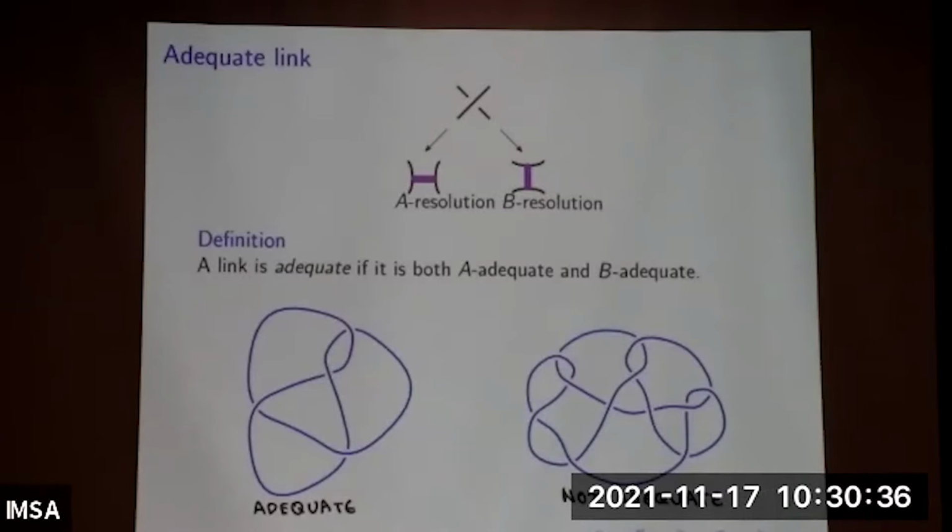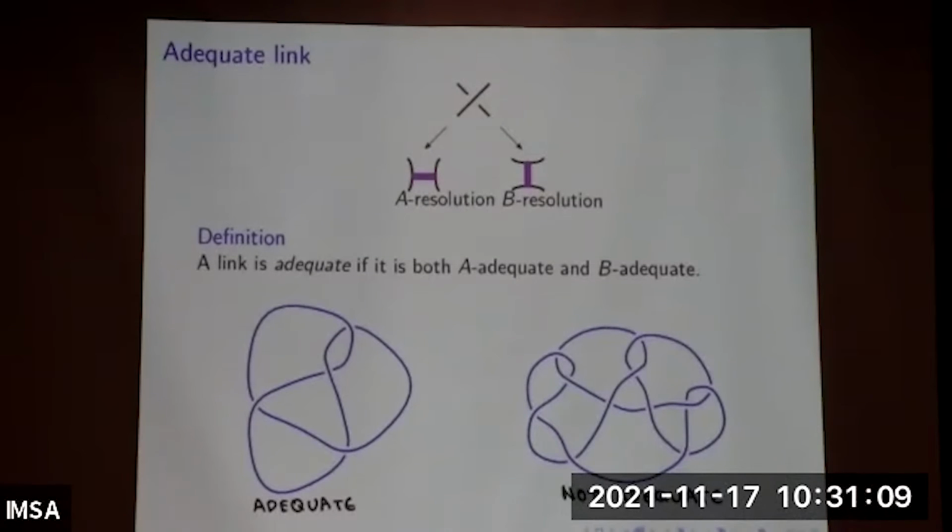Okay, so we say that the link is A adequate if it admits a diagram that is A adequate, meaning that if I take the A resolution at all the crossings and look at the resulting thing, the circles plus the pink segments, every single segment has ends on two distinct circles. That's the definition. Similarly, a link is B adequate if it admits a diagram where you choose the B resolution at every single crossing, and each pink segment lies on distinct circles.